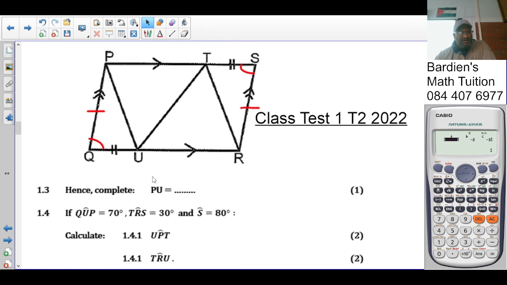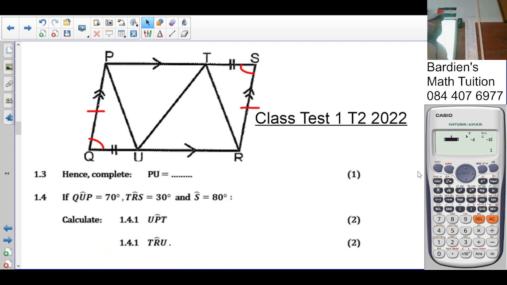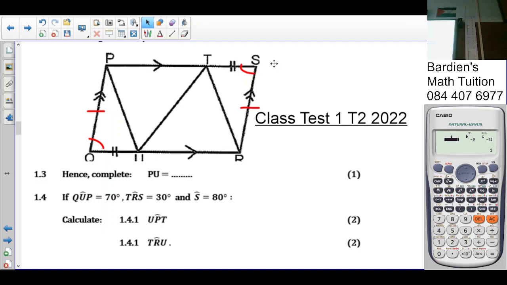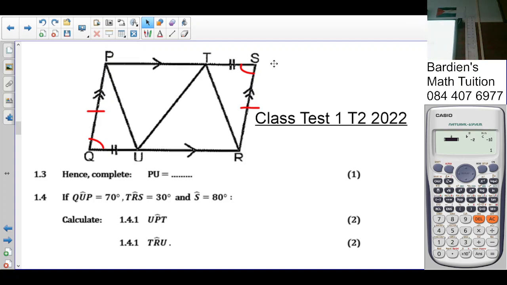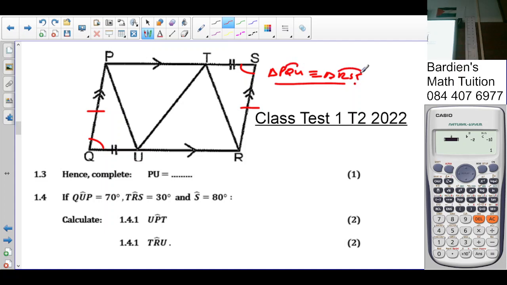Now in the next question we are asked, hence complete. Now based on the previous information, I'm just going to write it in here because we will need it now. It was triangle PQU is now congruent to triangle RST. It was now proven. So then in other words the question is PU is equal to RT. Can you see that? That's it.